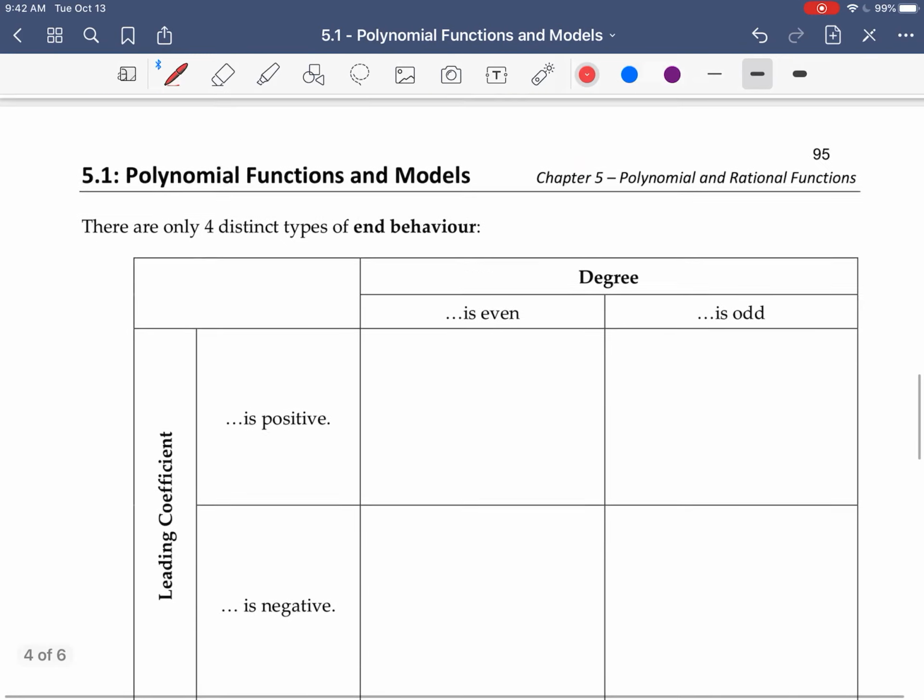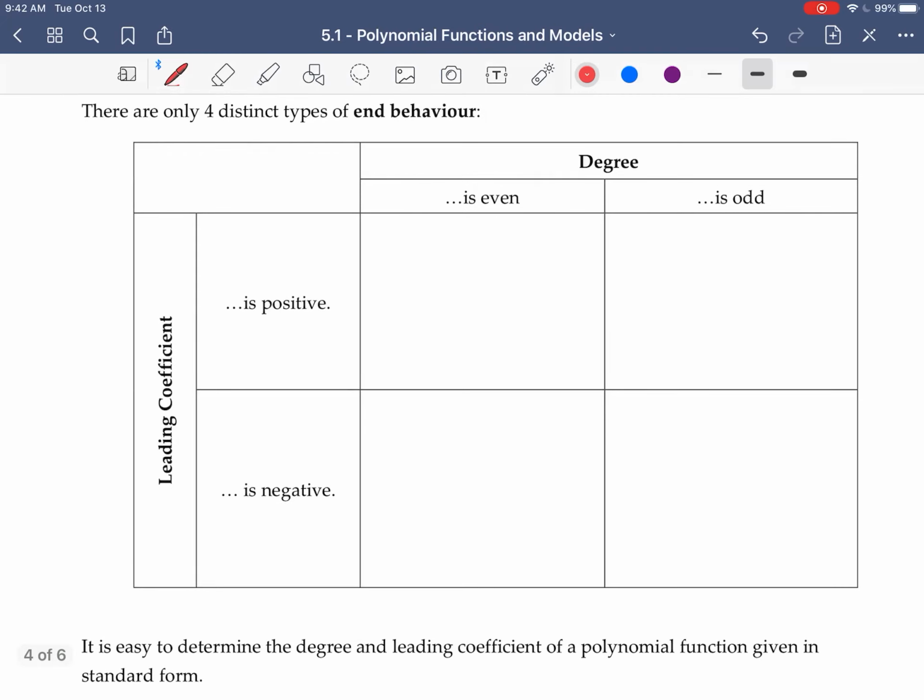Now there's only 4 different types of end behavior. They depend on the degree and then whether or not the leading coefficient is positive. So let me just draw a little axes in here.